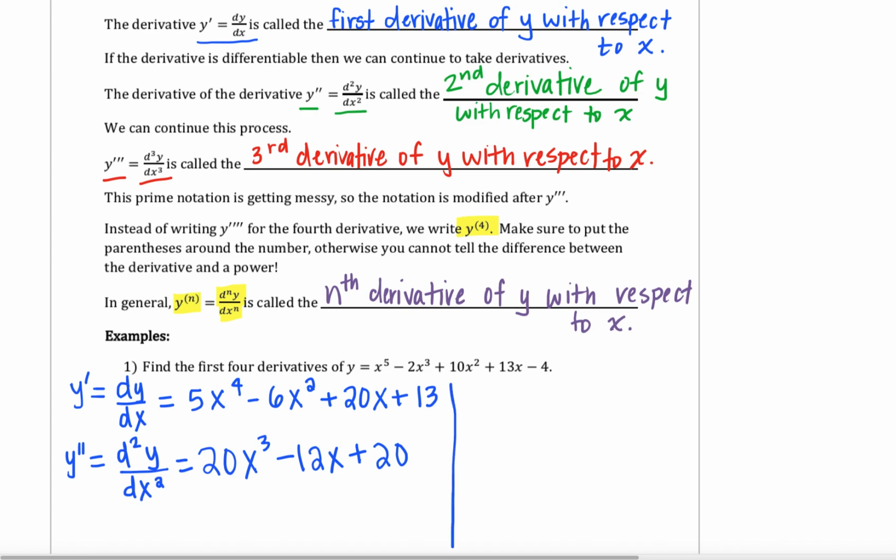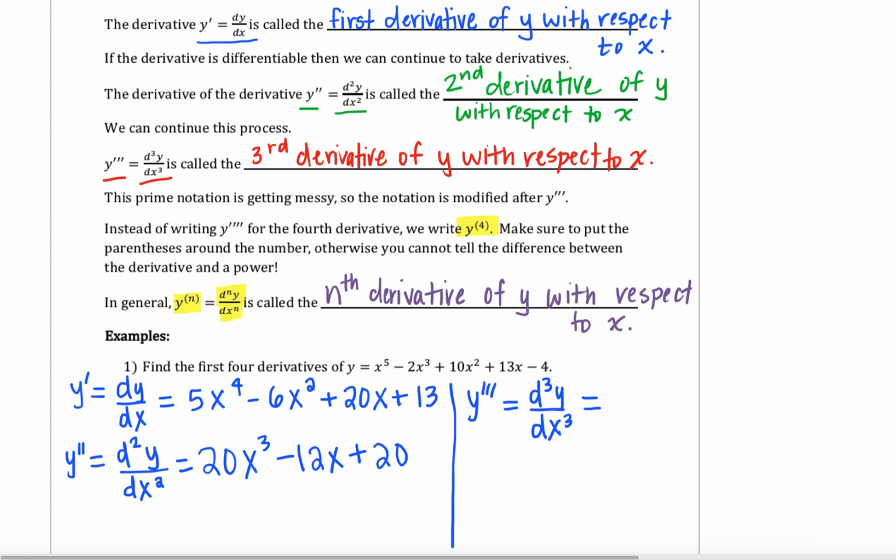Now, we're asked to find the first 4, so let's find the third derivative next. So y triple prime, or using the operator notation, the third derivative of y with respect to x all 3 times. Now we can continue to use the power rule. So I'm looking at the second derivative and I'm going to power rule that derivative to get to the third.